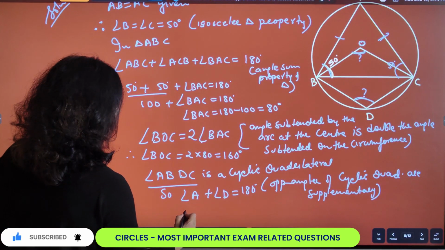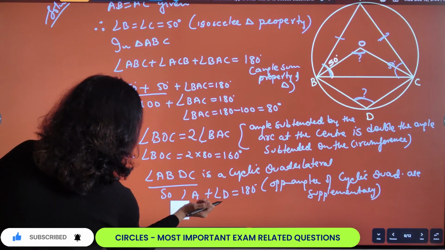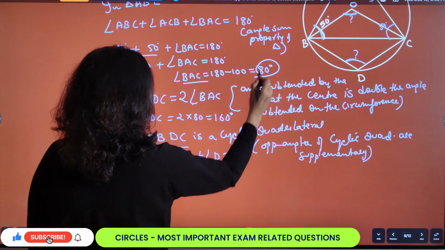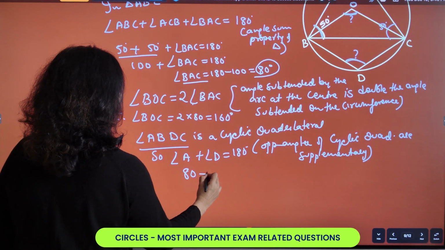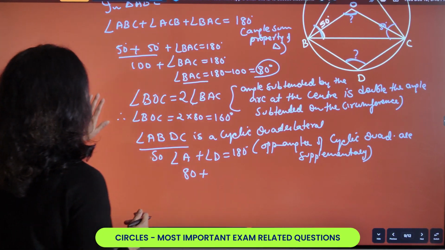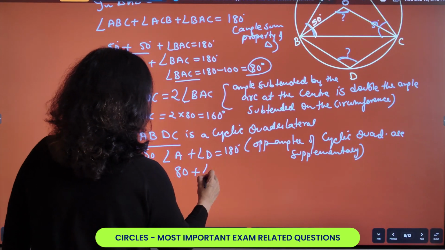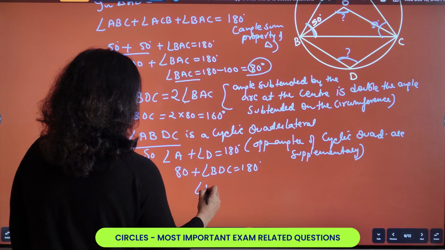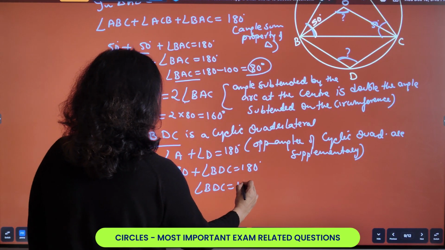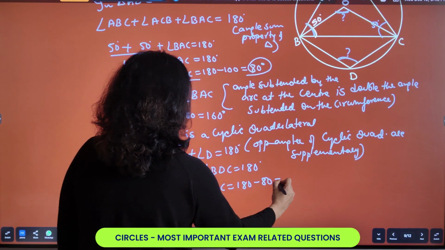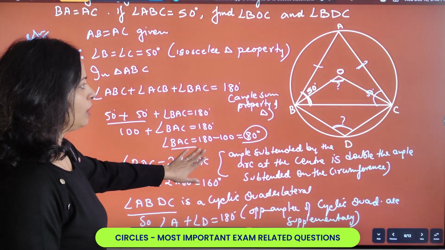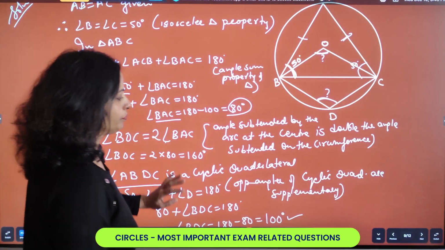Okay, so here angle A is what? Angle A is nothing but angle BAC, 80 degrees, right? Plus angle D. Angle D is what we need to find. Angle D is nothing but angle BDC. We can write it as BDC also. So angle BDC will be equal to 180 minus 80, that is 100 degrees. Okay, so like this we can find out both the angles.